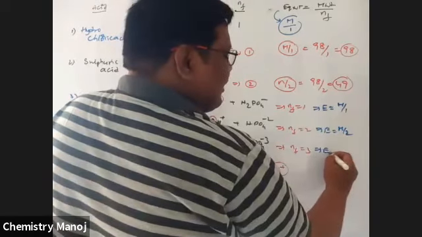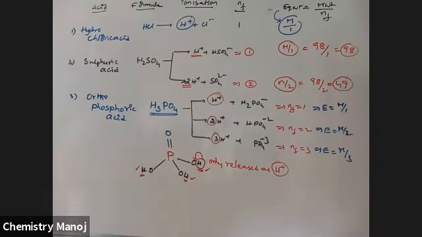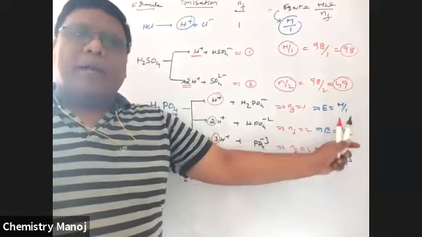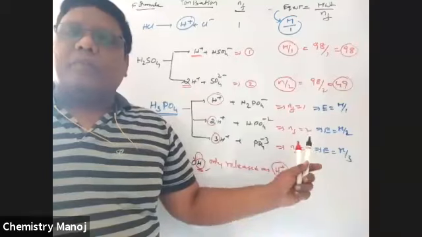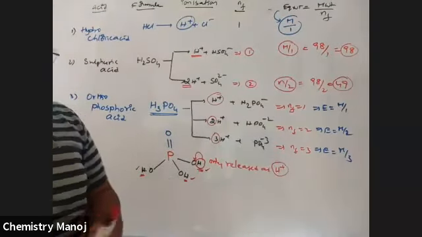Here equivalent weight is equal to molecular weight by 3. Therefore, the molecular weight of this orthophosphoric acid is not fixed, it may be M by 1. M is nothing but molecular weight. What is the molecular weight of this H3PO4?